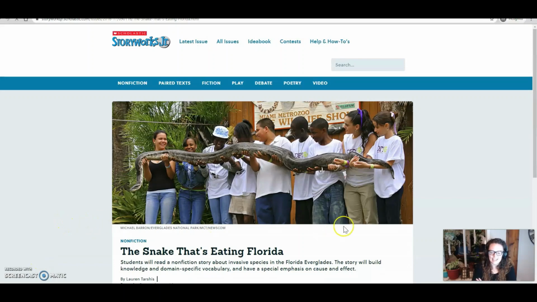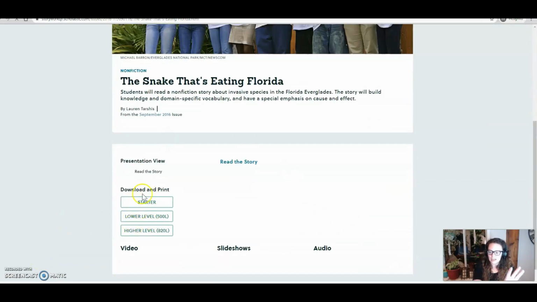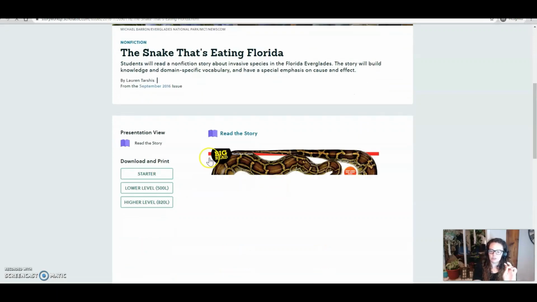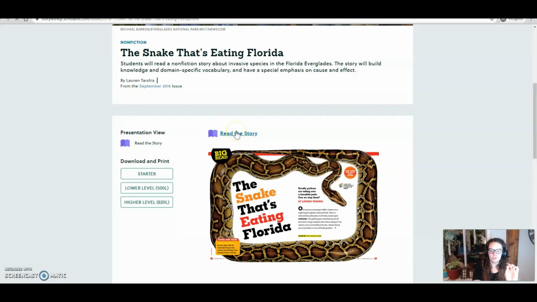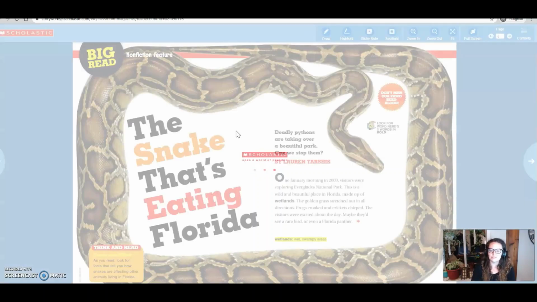Which is The Snake That's Eating Florida. Now, if you want to, you can download it like this if you want to access it offline, or you can have the story read to you like normal. But I'm just going to click on Read the Story, and I'm going to read the story to you today. But that's how you get to your own copy, so you can look for text evidence to support your thinking and follow along with me if you want to.